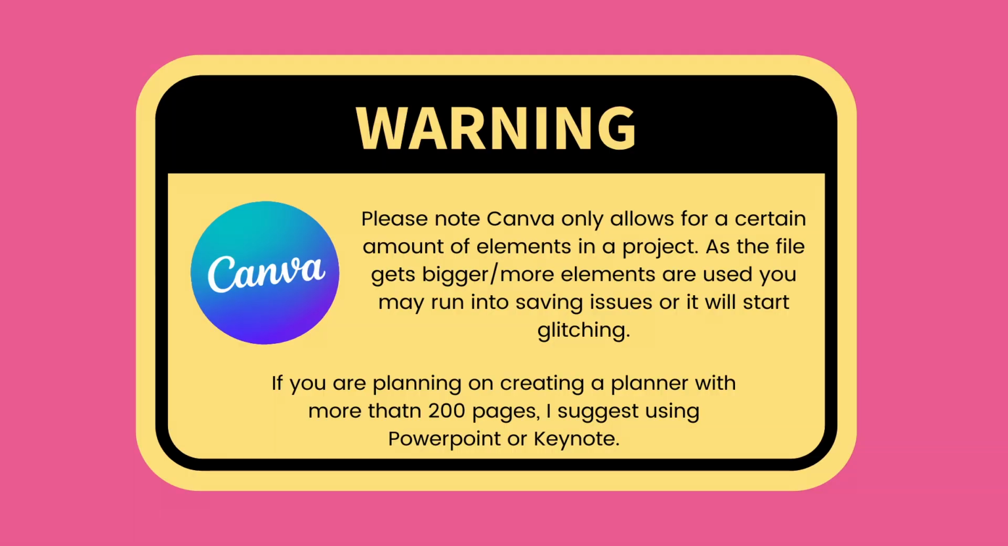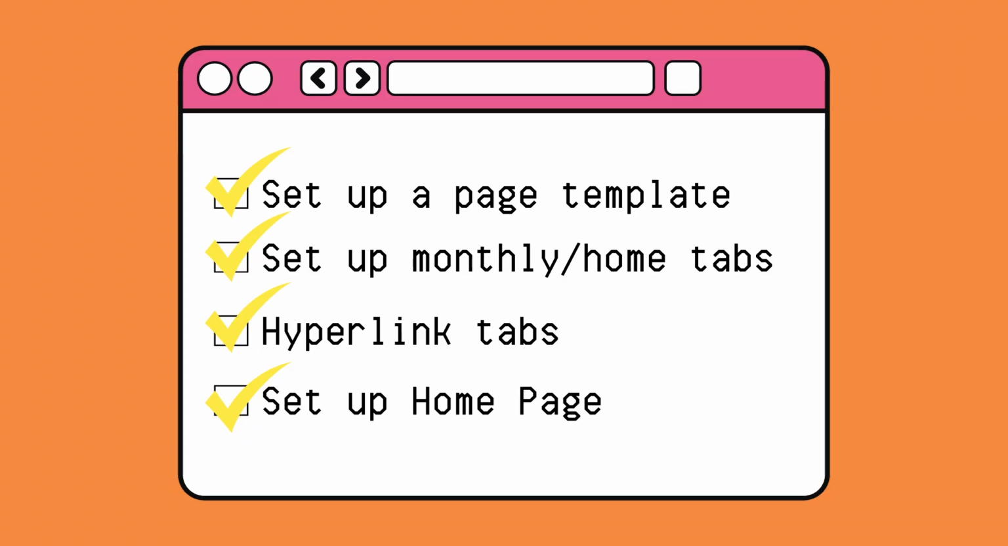Please note, Canva only allows for a certain amount of elements in a project. As the file gets bigger or more elements are used, you may run into saving issues or it will start glitching. If you are planning on creating a planner with more than 200 pages, I suggest using PowerPoint or Keynote. In this video, we will set up a page template, set up monthly home tabs, hyperlink tabs, and set up a home page. Let's get started.